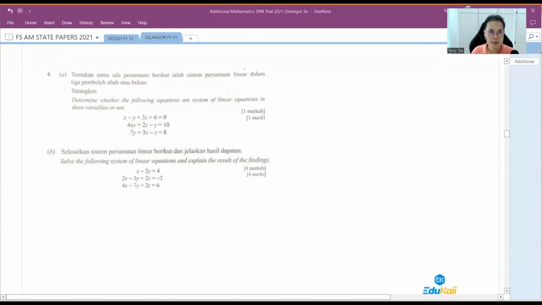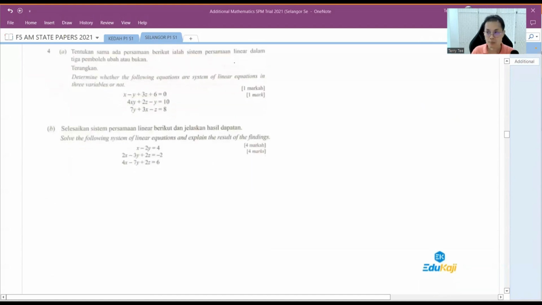Okay, let's move on to question number 4. This is chapter 3, system of equations. So the first part, determine whether the following equations are a system of linear equations in 3 variables or not. If it's a system of linear equations in 3 variables, normally we have x, y, z, and all the terms must be linear. So linear means x, y, and z must have power 1. Now notice, look at the second equation here. This is not power 1. When you multiply a variable with another variable, it's going to be a non-linear term. So how do you explain your answer?